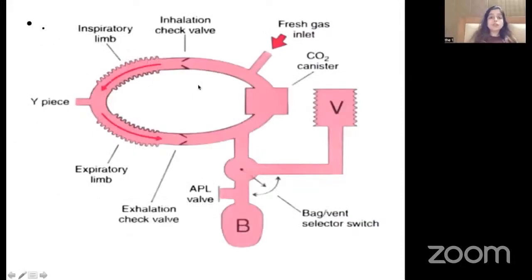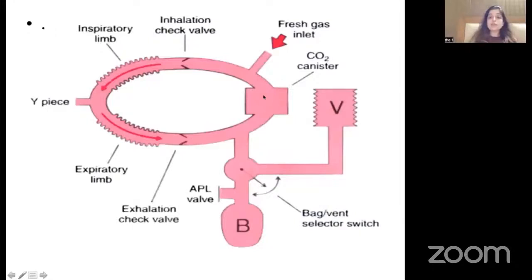So this is a picture of the circle system showing the flow of gases from the fresh gas inlet. The gases enter the inspiratory limb. Here is a unidirectional inhalational check valve. The gases flow through the inspiratory limb to the patient through the Y piece, and the gases expired by the patient flow through the expiratory limb. There is an exhalation unidirectional valve.